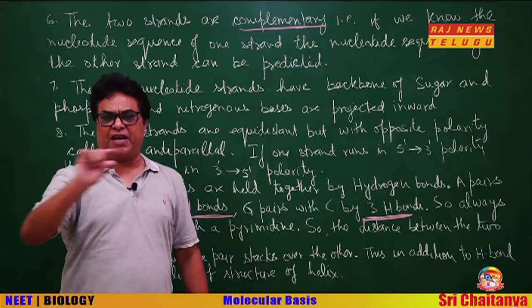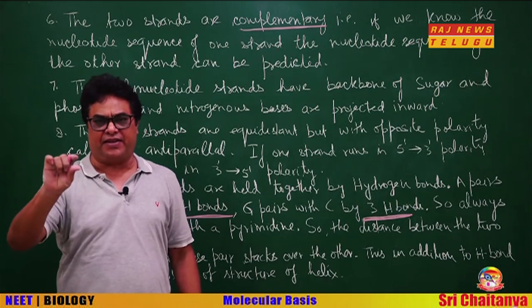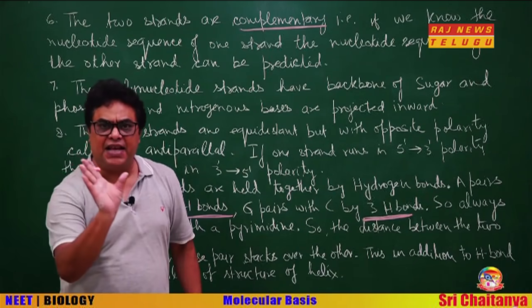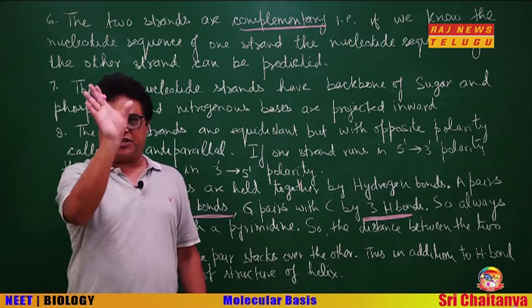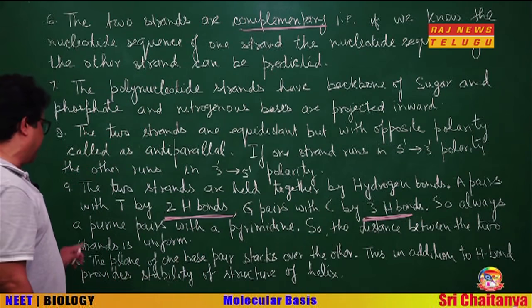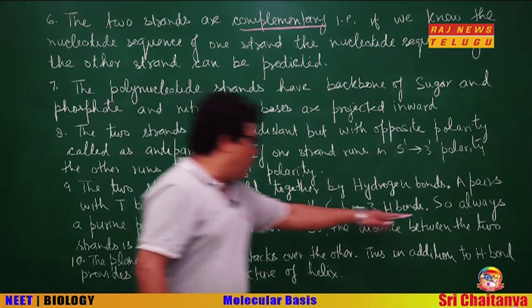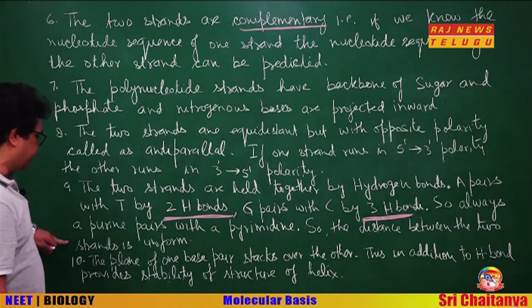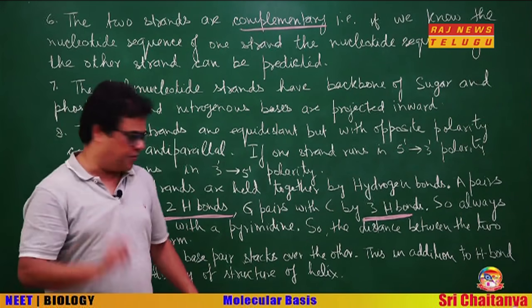It means a base pair will always have a constant 3 rings, either purine on this side or pyrimidine on this side. Okay. This ensures that the distance between the two strands is uniform. See, okay. So, always the distance between the two strands is uniform, and it is due to this.